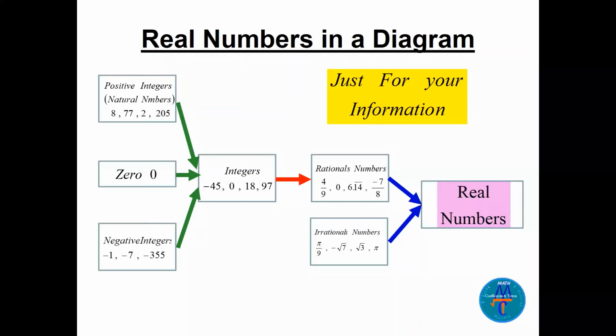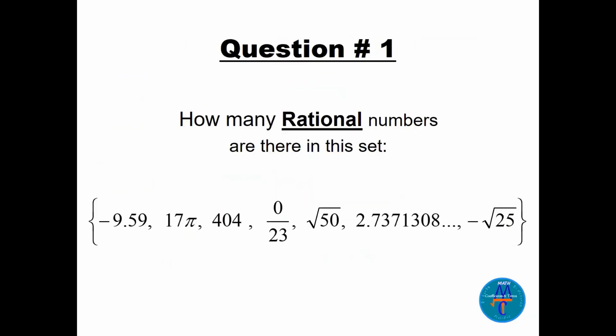Now, look at this diagram of real numbers. This is just for your information. This is like a gift. I put here all the positive integers, the natural numbers, and the 0 and the negative integers. They end up with integers. All the integers will go inside the rational numbers. The rationals and the irrationals will make the real numbers. So this is a diagram to help you understand the subsets and the relation between all the subsets of real numbers.